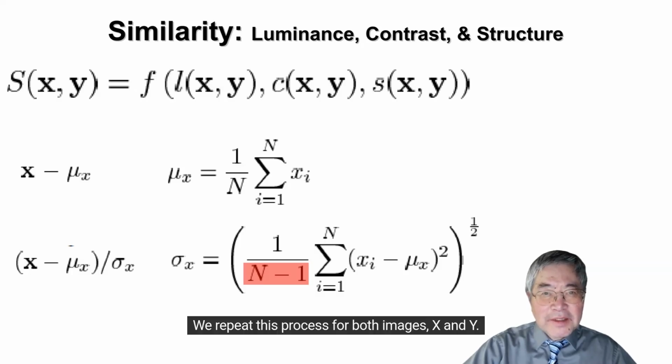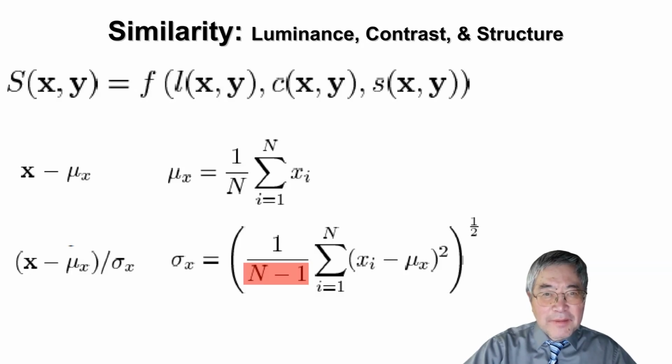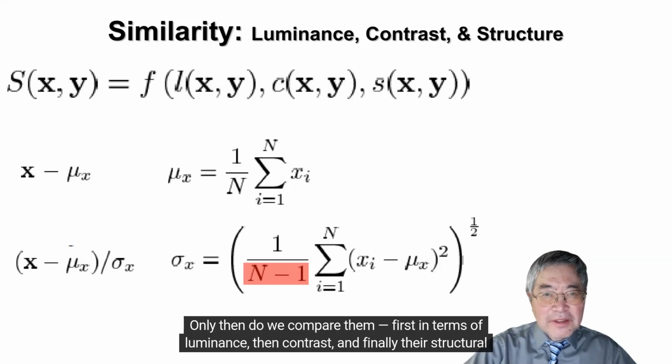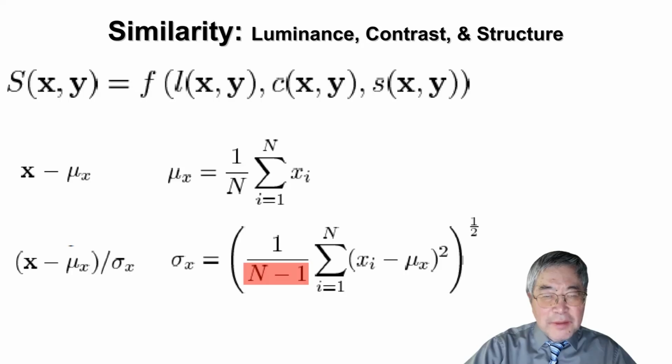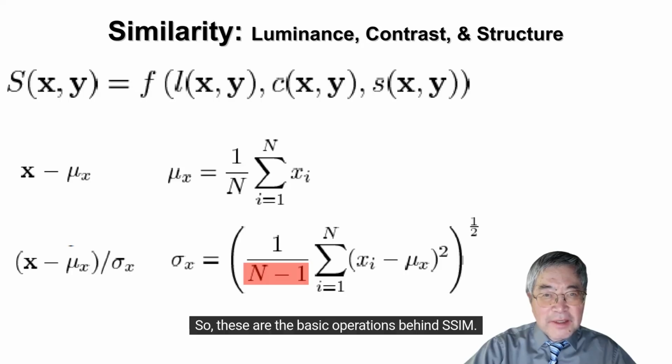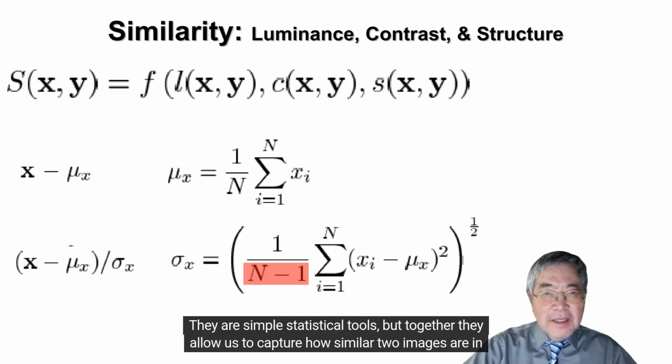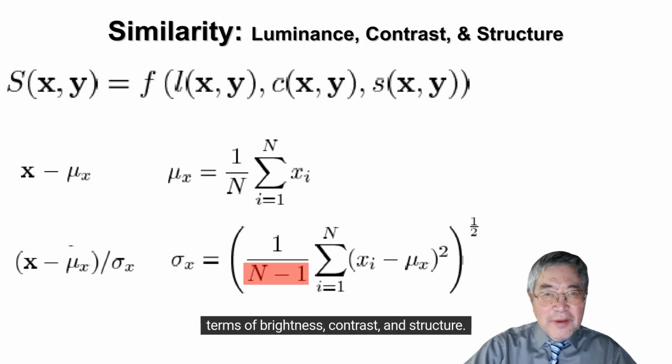We repeat this process for both images x and y. Only then do we compare them, first in terms of luminance, then contrast, and finally their structural relationship. So these are the basic operations behind SSIM. They are simple statistical tools, but together they allow us to capture how similar two images are in terms of brightness, contrast, and structure.